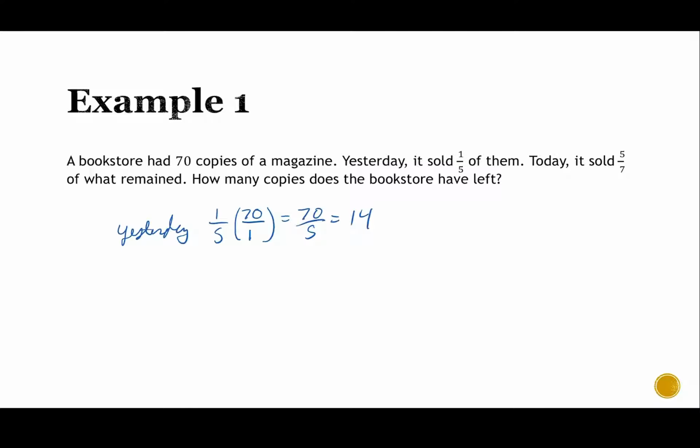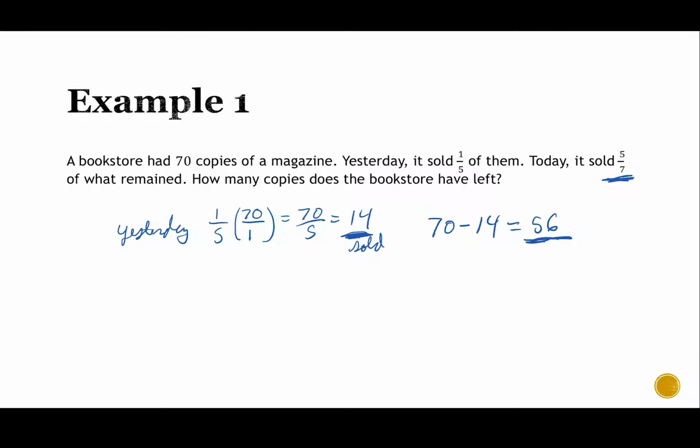So yesterday I sold 1/5 of them. So I sold 14. So if I take 70 minus 14, because this is the amount sold, that gives me 56. So I have 56 after yesterday.